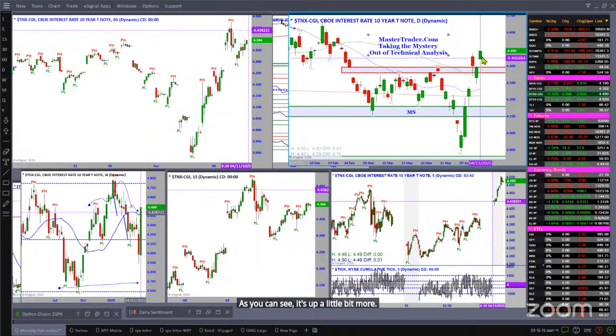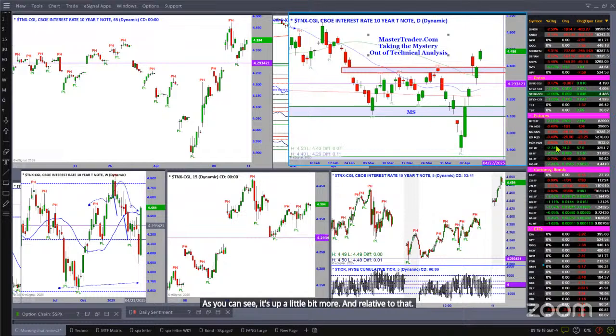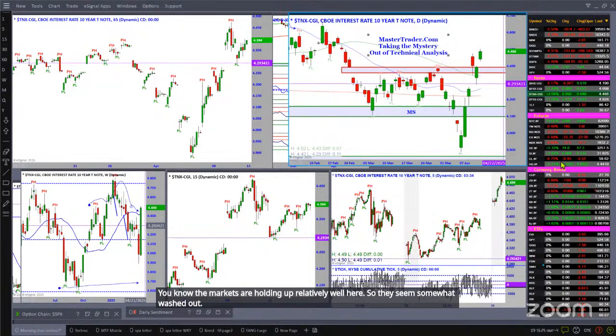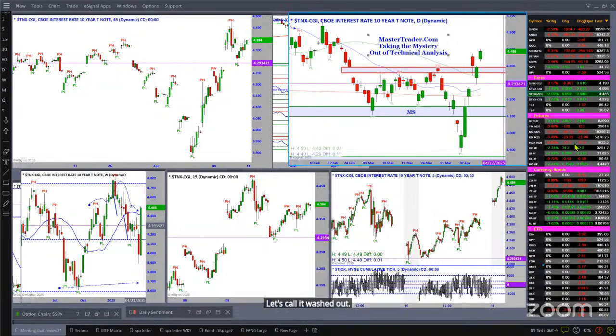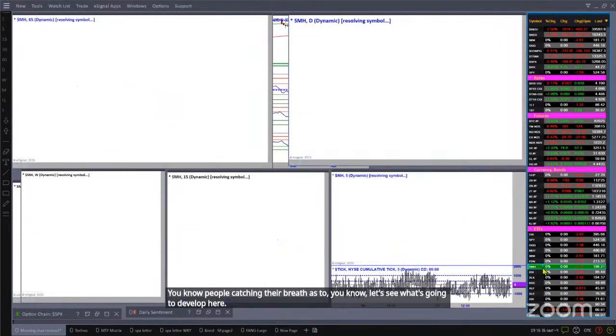And relative to that, the markets are holding up relatively well here. So they seem somewhat washed out. Let's call it washed out. And at the end of the week, people are catching their breath as to, let's see what's going to develop here and happen next.